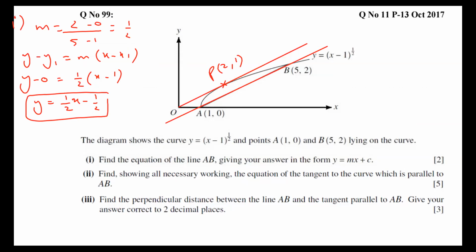Where is line AB? I'll show you. Line AB is the lower one. Okay, so this line is line AB. All right, and this is the tangent. And what is the perpendicular distance between the line AB and the tangent parallel to AB? If we look carefully, one person is standing here, and everyone finds a distance.